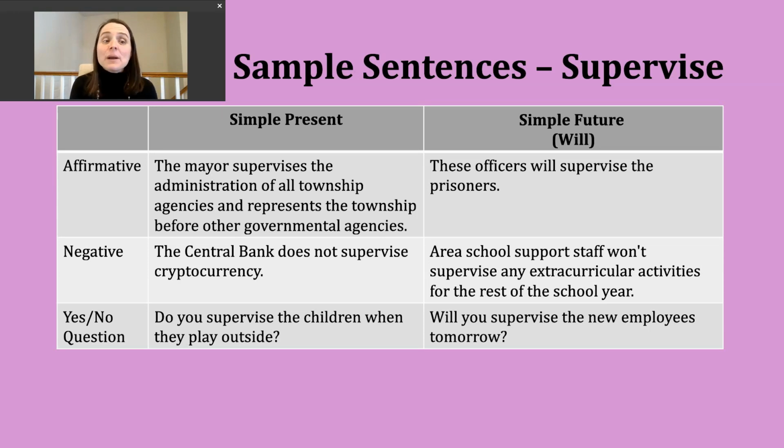Okay. Now, if I want to make a negative simple present sentence, my structure for this will be to start with my subject. And if that subject is I, you, we, or they, then I use do not and then the base verb. But if the subject is he, she, or it, I'm going to use does not and then the base verb. So notice I'm not adding an S in the negative. Okay? Let's look at an example sentence.